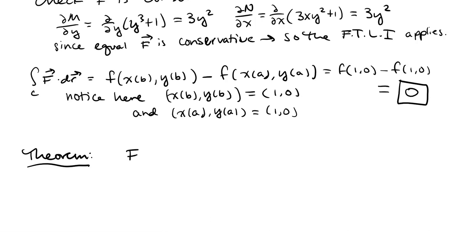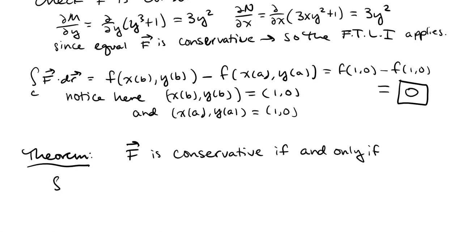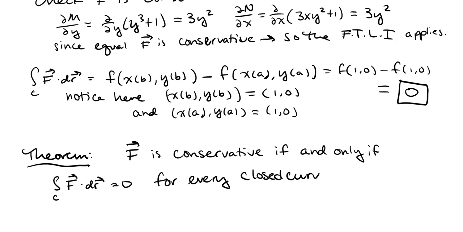It says that F is conservative if and only if the line integral over C of F dot dr equals 0 for every closed curve C. Which, being a closed curve C, would mean that C starts and ends at the same point.